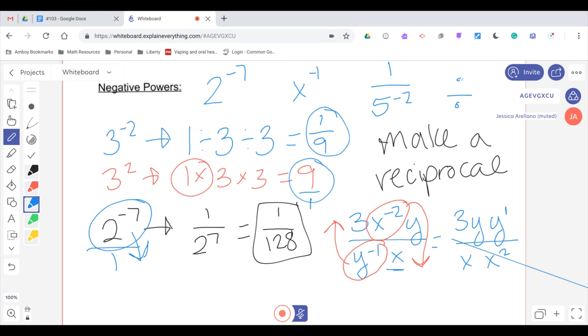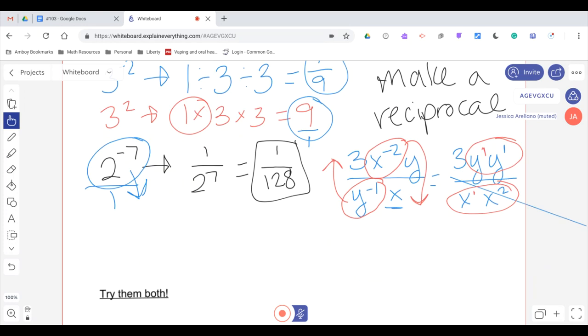And now I'm just going to use the product rule to combine these. So remember, there are exponents of 1. So in the end, we will have 3y squared over x cubed.